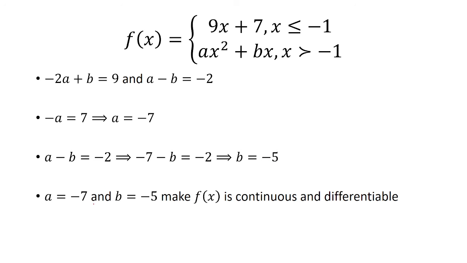So a equals -7 and b equals -5 makes f of x continuous and differentiable from negative infinity to positive infinity.